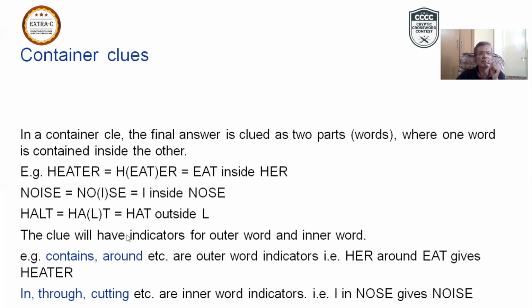So the clue also will give an indicator whether it's the outer word or the inner word. For example, her around eat. If you see words like around or contains, etc., it means it's an outer word around an inner word. And if you see indicators like in, through, cutting, etc., this means that there's an inner word which is going into an outer word. For example, I in nose gives noise.